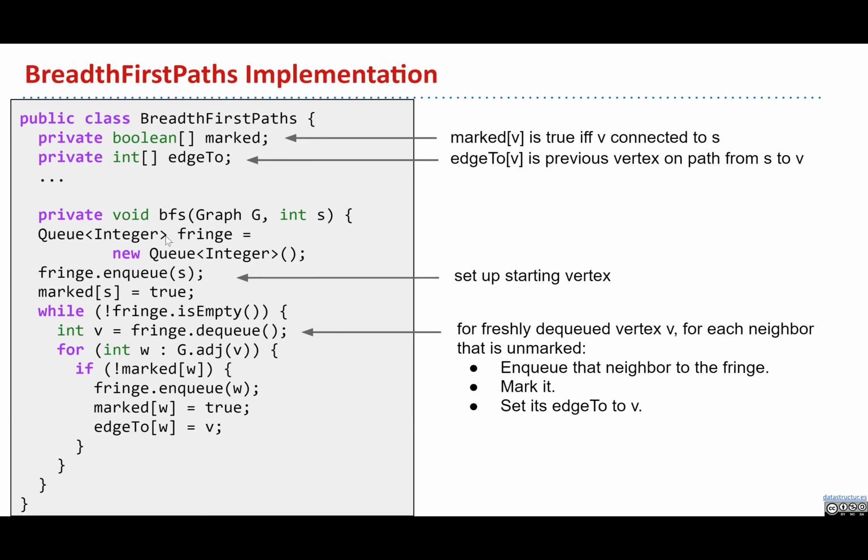We create a fringe, which is a queue. We enqueue the S vertex to the fringe. As long as the fringe is not empty, we dequeue and do something very similar. Now, again, this is too much code to digest in 1 minute, let alone 30 seconds. But it's a classic algorithm that you'll have a chance to play around with in the future in our class.